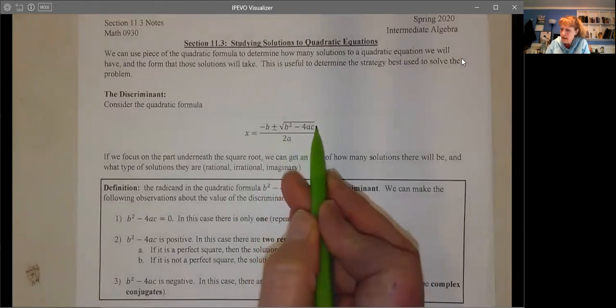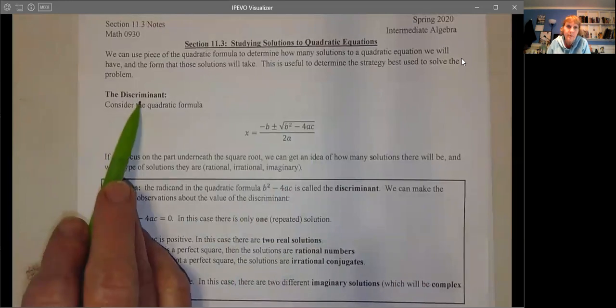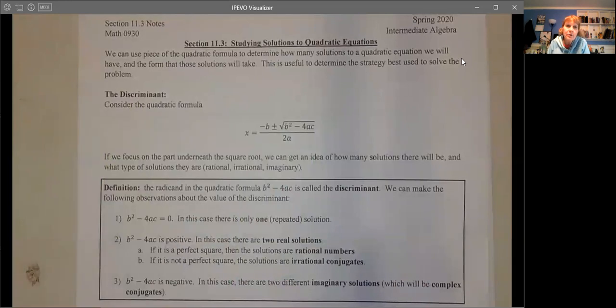They call this section underneath the radical, not including the radical itself, just the b squared minus 4ac, the discriminant. And the discriminant will tell us the types of solutions we have, whether they're rational, irrational, or imaginary. Those are some of the things the discriminant will tell us by just knowing its value. So we're going to go through a few examples.